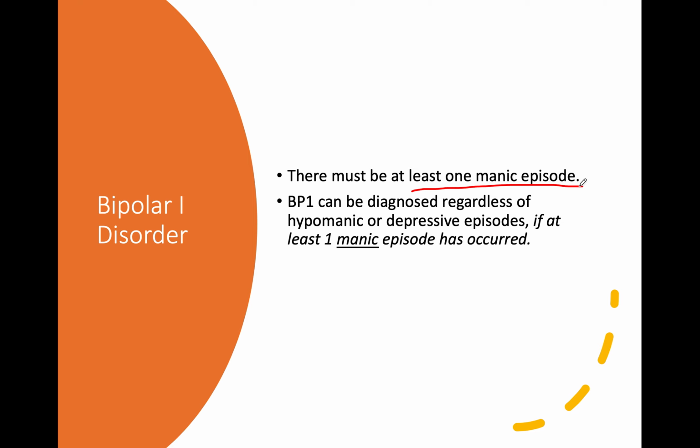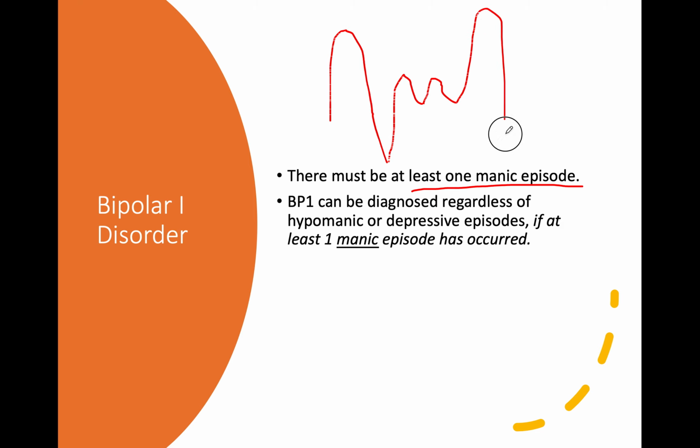Some might go, and most go, all the way up to mania, and then all the way down to depression, and then kind of in that euthymia area, and then back up here. As soon as a person has a manic episode, as soon as there's one manic episode, it's bipolar 1.